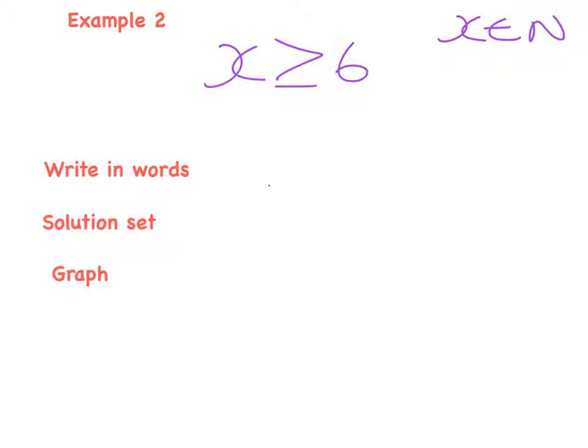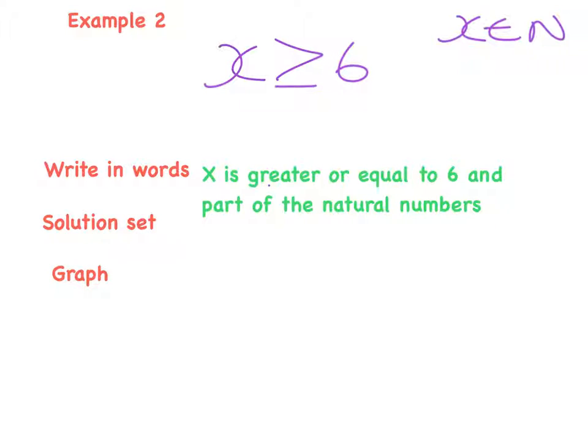Okay, so the next example is x is, and you should know this symbol by now, greater than or equal to 6. And x is an element of the natural numbers again, so n for natural numbers. So the first thing I have to do is write that in words. That's no problem to us. Easy done. Done. All right, the next part is the solution set.